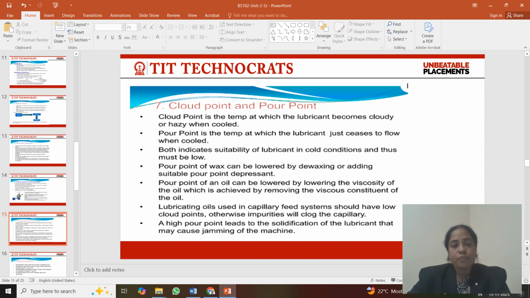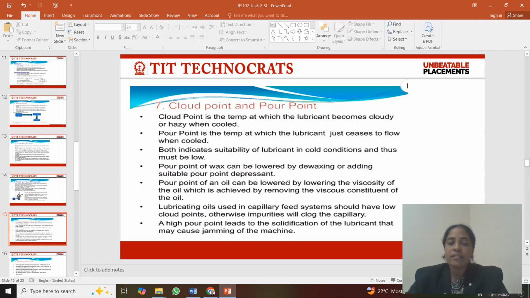Now we move to the next property, that is cloud point and pour point. It is also another important property, the parameter by which we can easily check the quality of oil suitable for the machinery parts. Cloud point is the minimum temperature at which the paraffin wax present in the oil starts to solidify under the cool or freezing temperature, and a hazy look occurs during the solidification process.